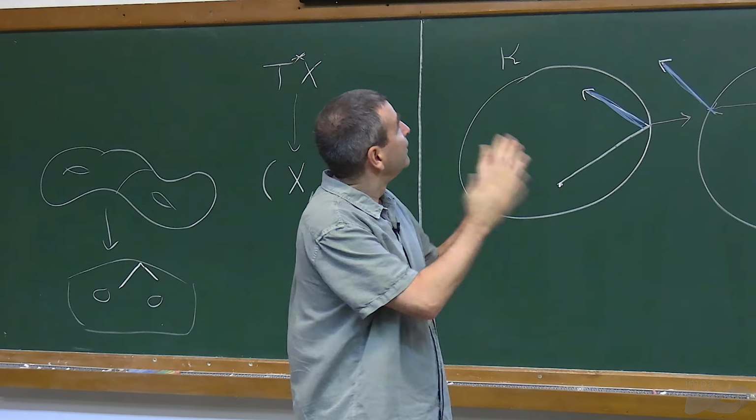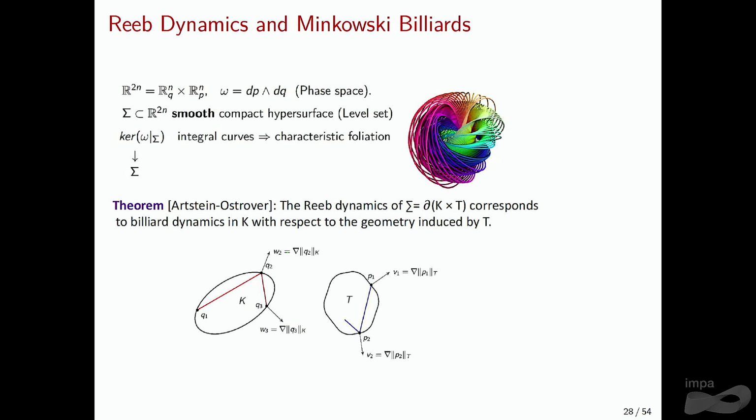OK. So that's Minkowski billiards. And now we have the rhombic dodecahedron, we have Minkowski billiards. And of course, we started with a long discussion about symplectic balls, but we still don't have the Toda lattice. So let me slowly explain how the Toda lattice enters the picture.